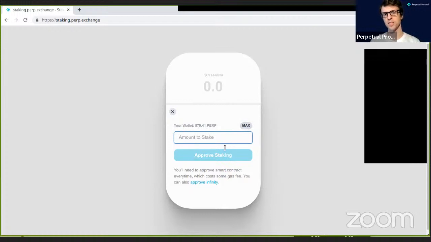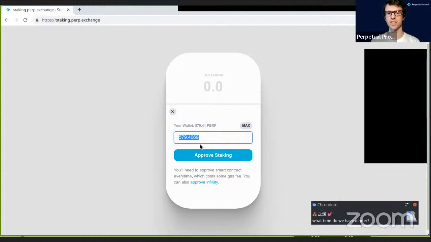Now, you have two options. You can approve a certain amount, or you can approve an infinite amount or virtually infinite amount. It just approves a very large number. It's safer to approve a small amount. This only gives our smart contracts access to a limited amount of your tokens. Whereas if you approve the infinite amount, you can save on some transaction fees.